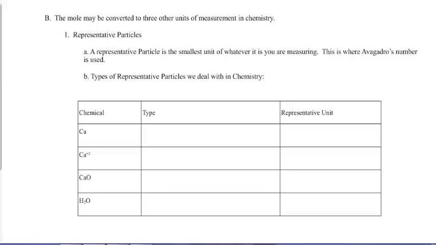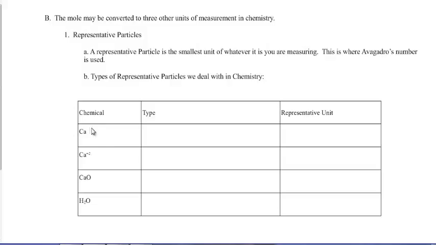So what do we measure in moles? Well, representative particles are the smallest unit of whatever you're measuring. This is where we use Avogadro's number. By the way, Avogadro's number is just another name for that big number, 6.02 times 10 to the 23rd. So what we do in chemistry is we've got 4 major types of chemicals.